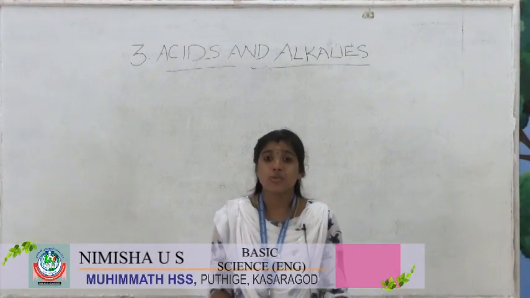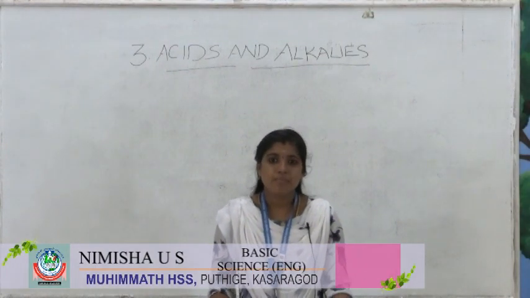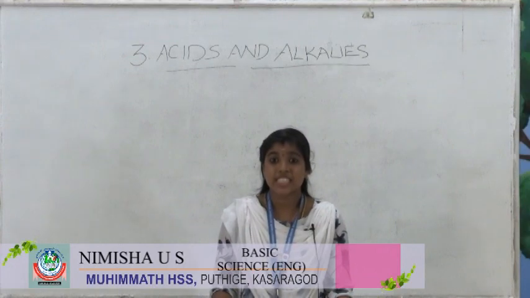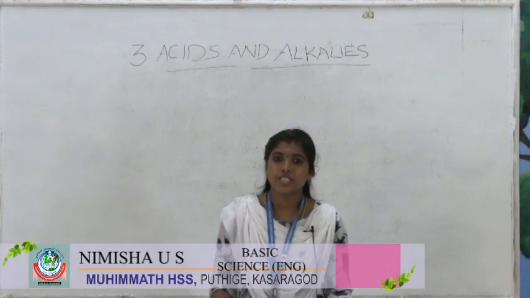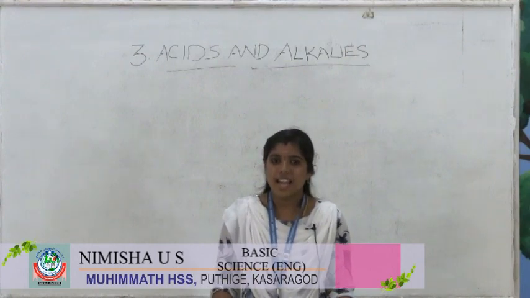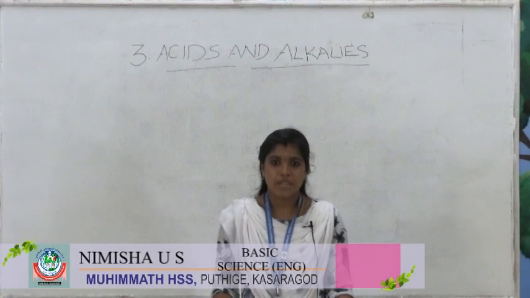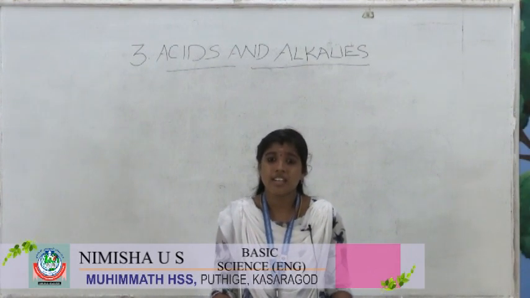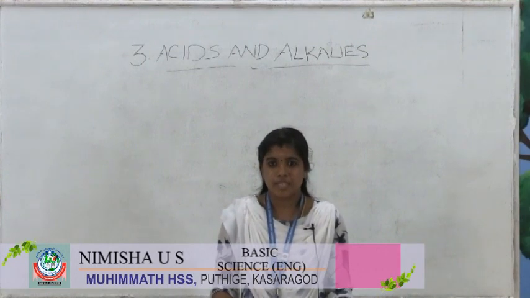Today we are going to discuss the new chapter in your basic science textbook, that is the third chapter, acids and alkali. This chapter deals with a variety of experiments related to acids and alkalis. Before talking about the topic, let us do an experiment. Are you interested? Okay. For doing the experiment, we need different materials. So, let's see what materials are required.